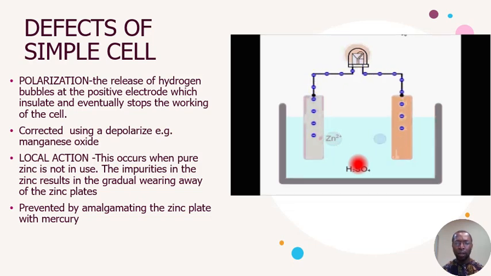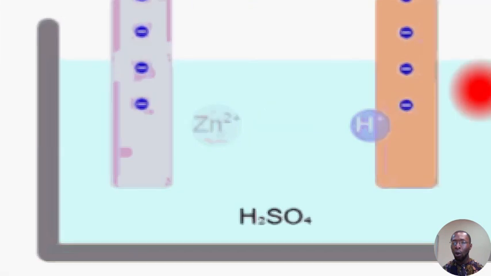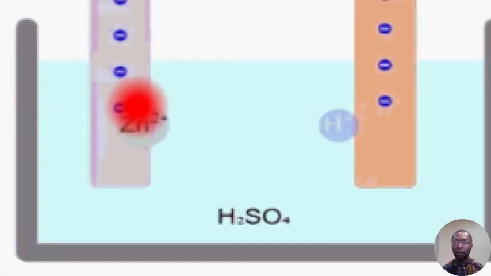Okay, what is the defect? There are two major defects or problems with this cell. The first one is called polarization, and the second one is the local action. Now, let us take a closer look at this simple cell again. This is another version of it. Okay, in this case, the copper is on the right hand side and the zinc on the left hand side.